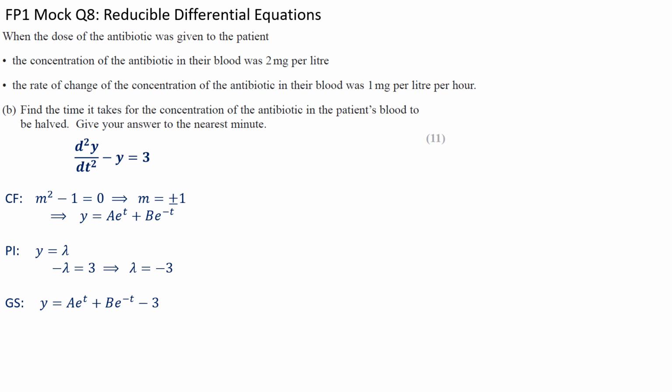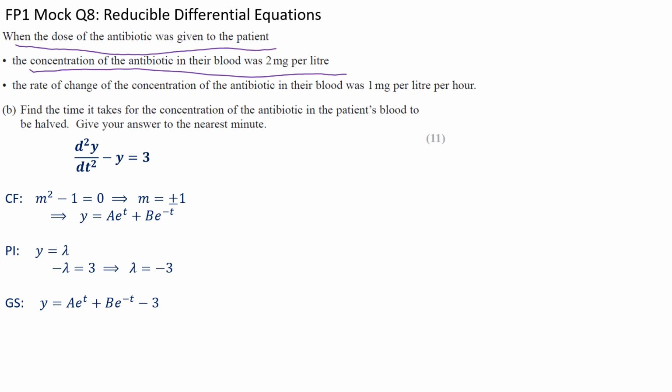Now the next thing we need is to take into account the initial conditions that have been described in the question. When the dose of the antibiotics was given to the patient, that's another way of saying t equals 0, because t is measuring how long it has been since the dose was administered. The concentration was 2 milligrams per liter. Well, x is measuring concentration, so this is a way of saying that when t is 0, x is 2.